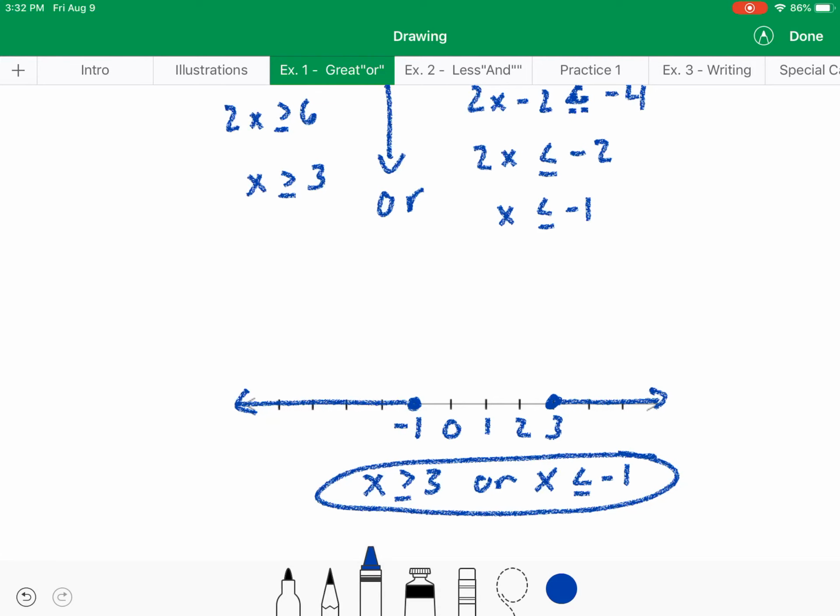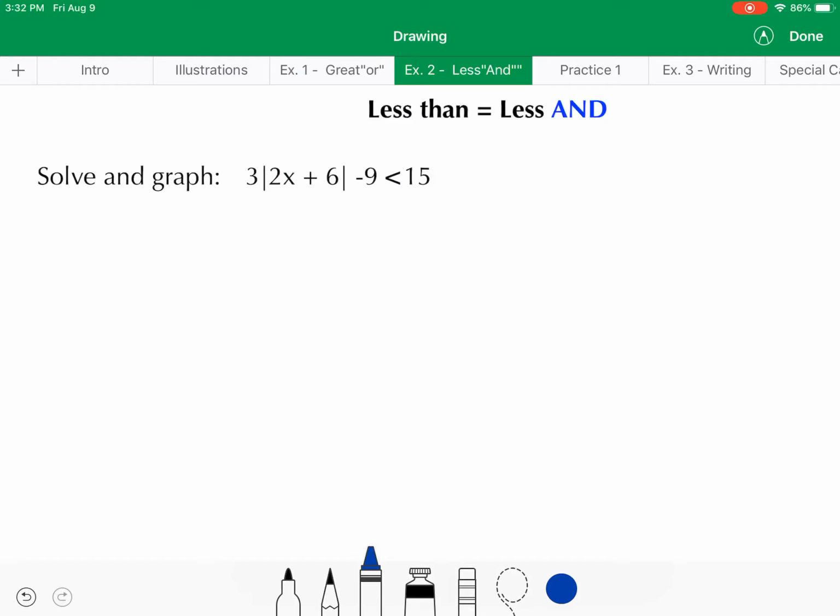All right, second example. All right, notice right off the bat here that the absolute value has not been isolated. Okay, we have to start there. Think about why that is. You don't want to decide whether this should be an or inequality versus and until you're isolated, because sometimes you might end up dividing or multiplying by a negative, which will flip that inequality symbol. Okay, so let's add the 9 over.